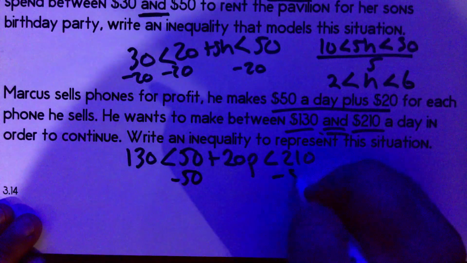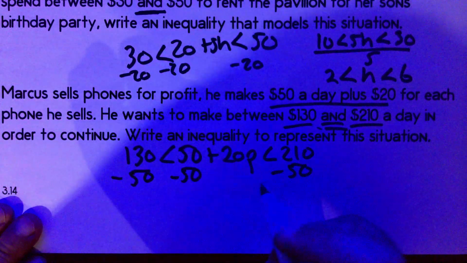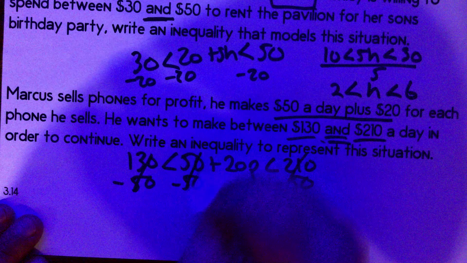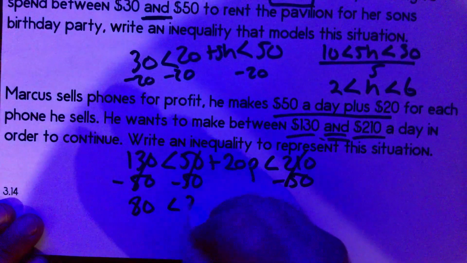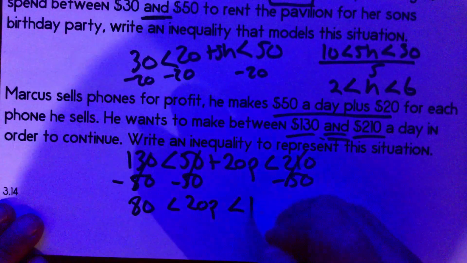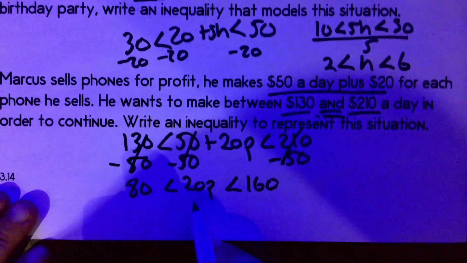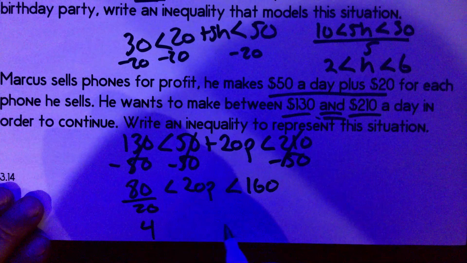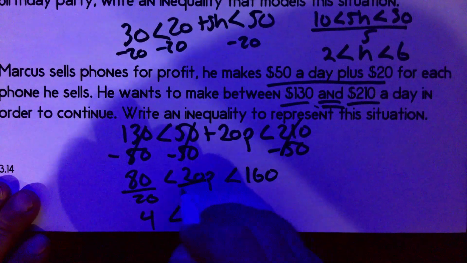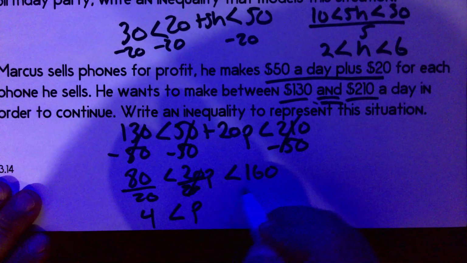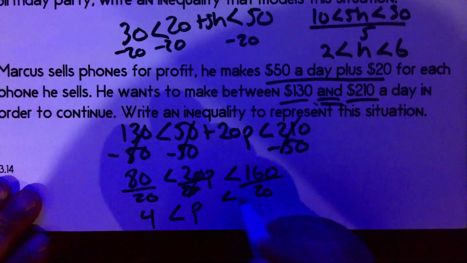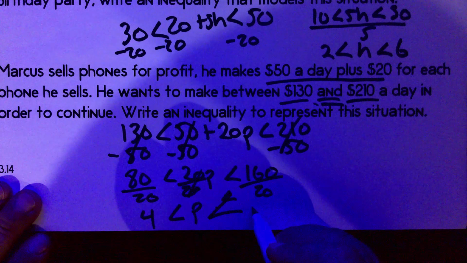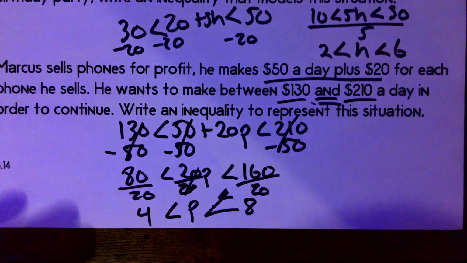I've got to get rid of 50. Okay, so the $50 he makes per day, we take that away. That's going to be 80 is less than 20p, which is less than 160. And so if he makes $20 per phone, how many phones? If he made 80 bucks, that's 4 phones. And 160 bucks is 160 divided by 20, which is 8. So he's got to sell between 4 and 8 phones.